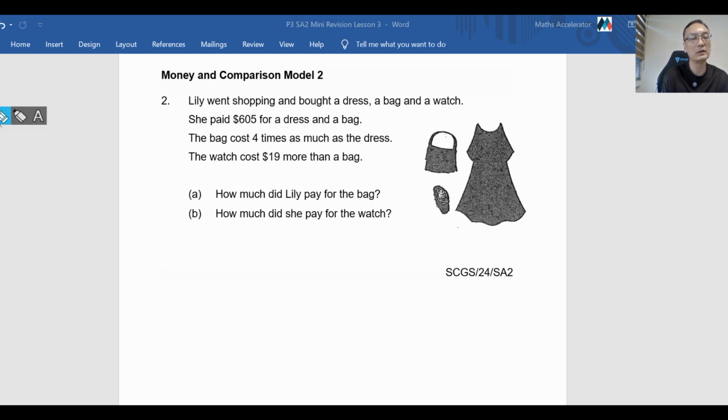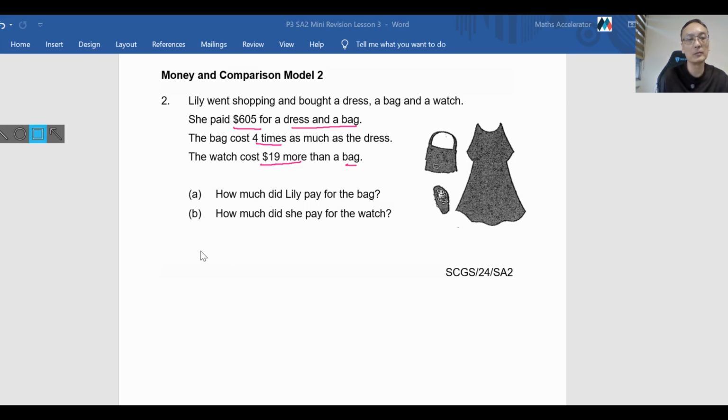Let's underline some of the keywords in the question. We have 605, which is the cost of the bag and the dress. We have a comparison here that tells us the bag is 4 times as much as the dress, and the watch is $19 more than the bag.